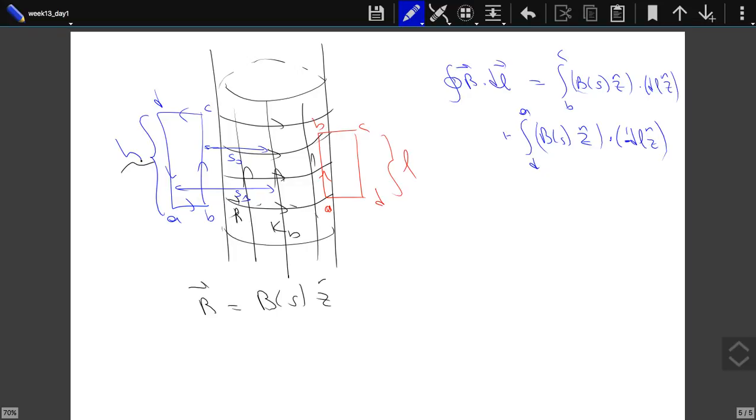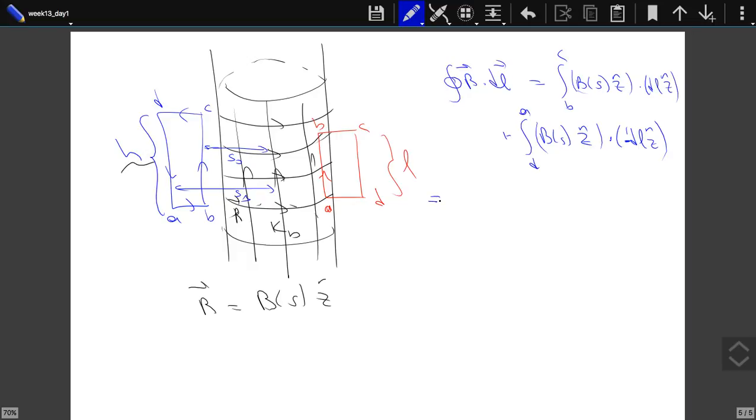From the horizontal segments, since the B field is in the Z direction, dl is perpendicular to the Z direction if it is non-zero. So there's no contribution, so that's why I didn't write it. But you see, in the vertical directions, the S coordinate is just a constant. I can take it out of the integral.